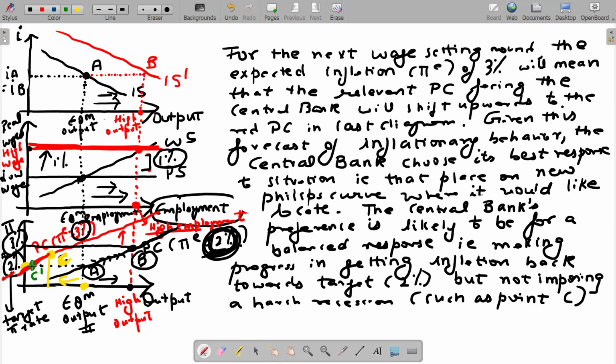Now at this green point, the central bank is able to achieve target inflation of 2% back, but that is coming at a very harsh recession. You are way lower as compared to the equilibrium output. So instead of C dash, the central bank would likely be at point C. In the bracket I can write point C will be preferred over C dash by the central bank.